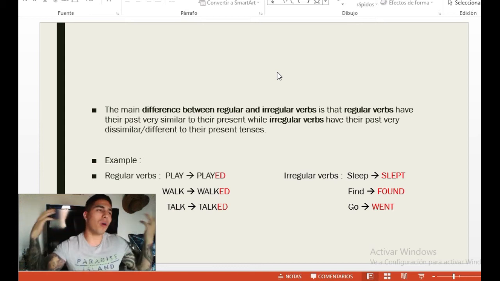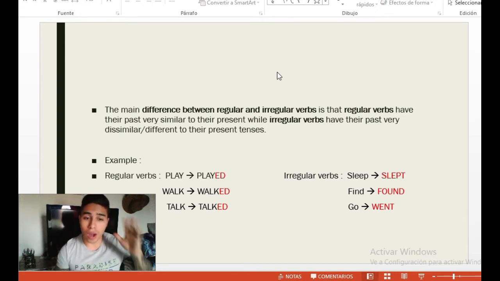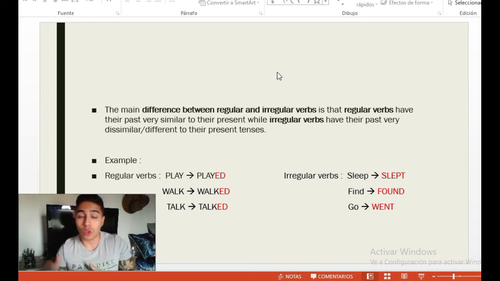Mr. Bo, what are you doing? What are you saying? Don't worry. You just have to try to memorize what verbs change and what others not, to what verbs you have to add ed and to what others not. So this is not difficult. This is very easy. Just let's pay attention to the examples. For example, the irregular verbs, in this case we have sleep.